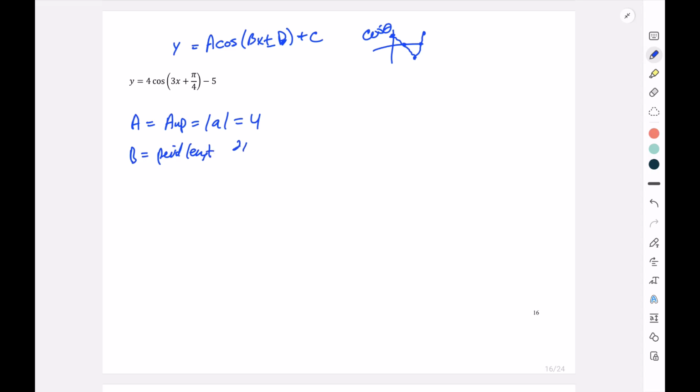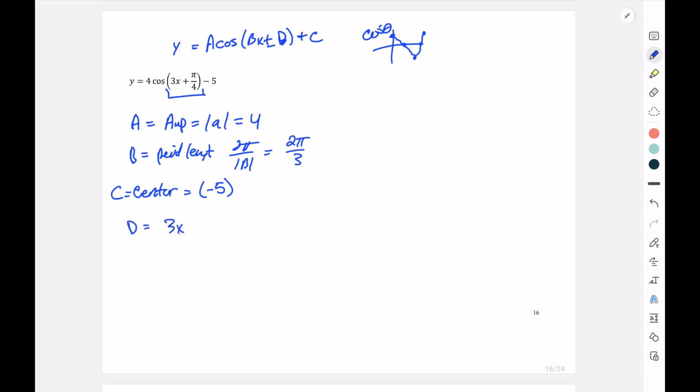So we know that we're going to do 2 pi over the absolute value of B. And in this case, B is 3, so 2 pi over 3 will be our period. For our center, we can see that it'll go down the y-axis to -5. For our phase shift, we're solving whatever is inside our parentheses, or our brackets.